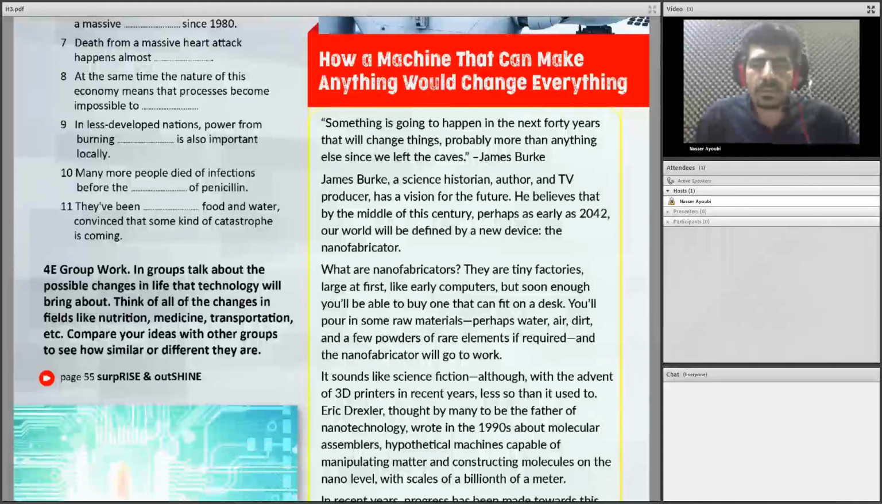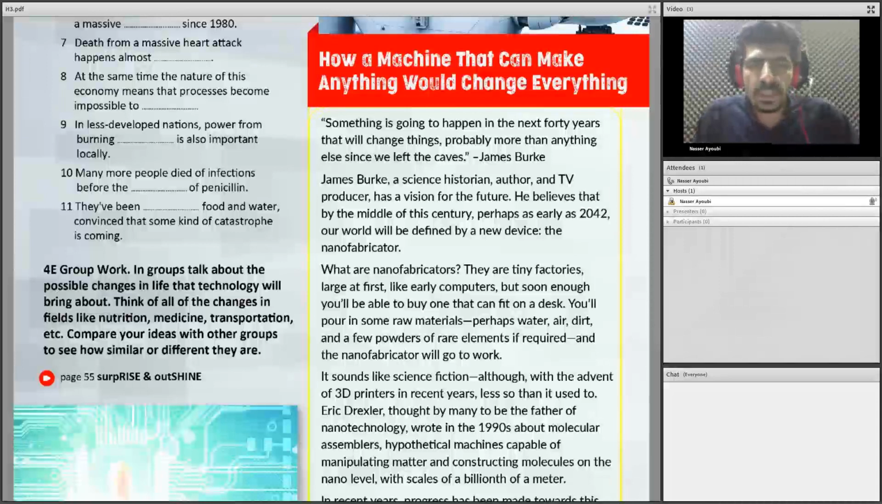points out the fact that what is going to be created, what is going to be invented in the next 40 years will make changes in the world that haven't been made since we started living in societies and communities, since the time human identified himself.